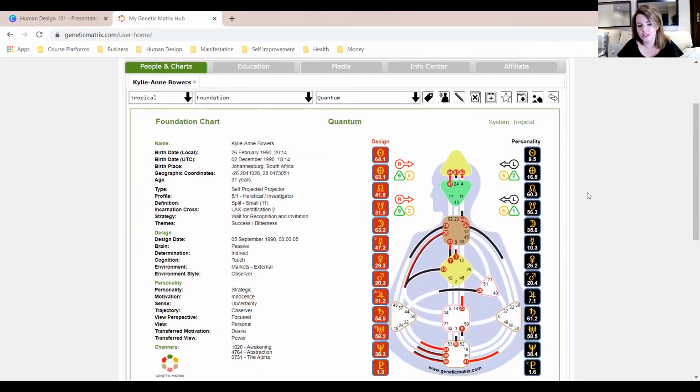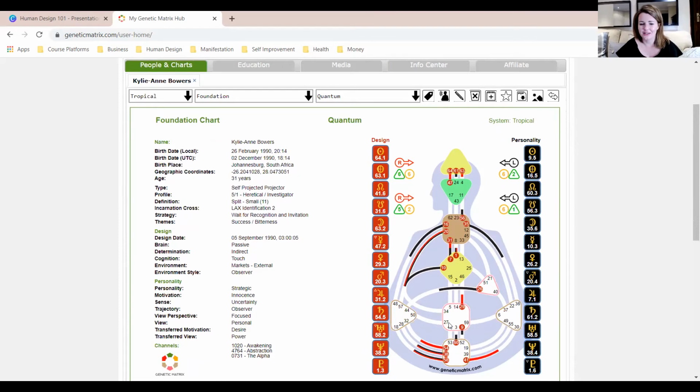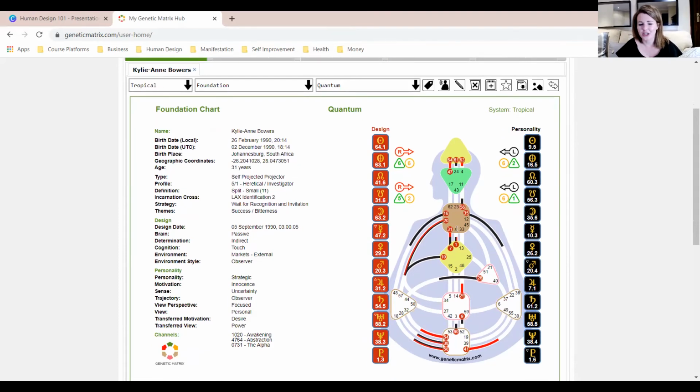Okay, this is actually not my chart, just so that you know. It was just a chart that I pulled, and I pulled it too quickly, didn't have the right data. So yeah, in another planet or world, I'm actually a projector.